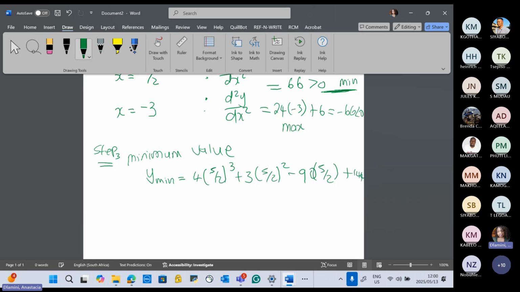Then what do we get? One over 4. 1/4. Let's put it into decimal so that we can see. What is 1/4 in decimals? 0.25.